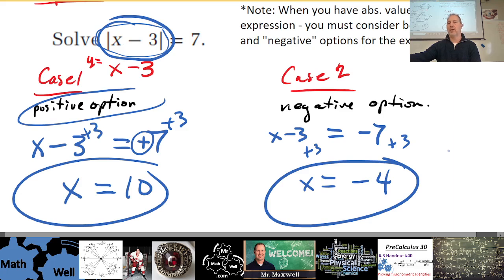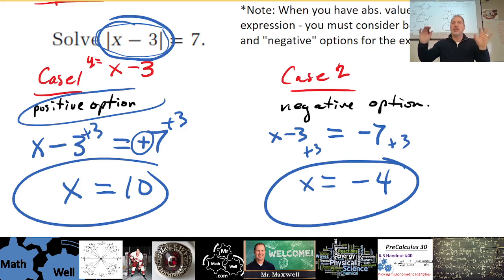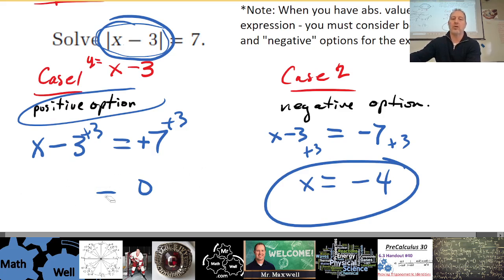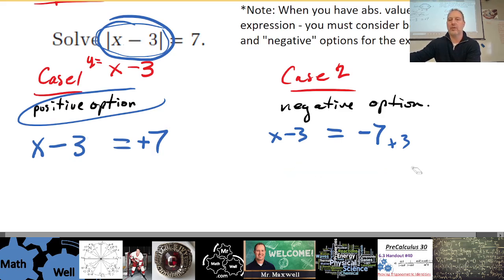Now, just in case you're thinking that's kind of a sleight of hand, Mr. Maxwell, that's kind of like cheating. I don't see how we can just take x minus 3, make this positive 7, and then make it negative 7, and that should work. But it does work, and I'll show you why. I will draw another graph, and I'll show you why this works.